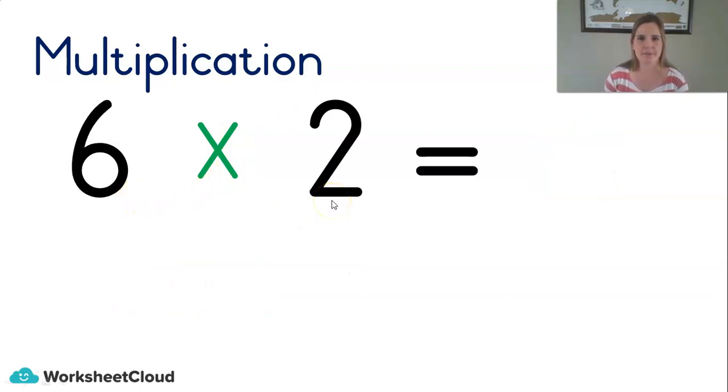6 times 2. 6 groups of 2. We're going to try counting in twos now. Alright, instead of doing the groups, we're just going to count in twos 6 times. Okay, because it's 6 groups of 2. So let's try that.